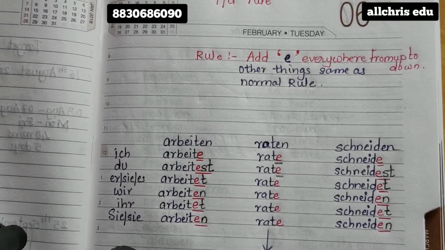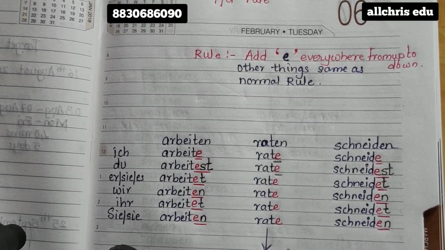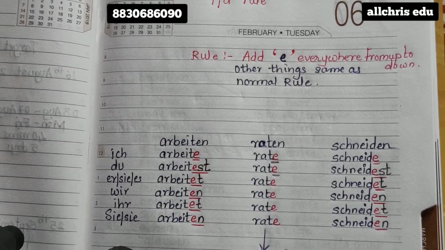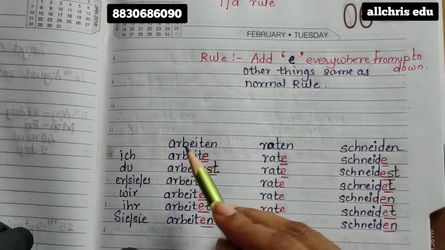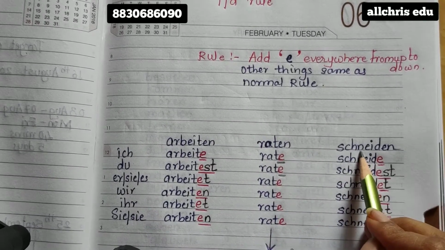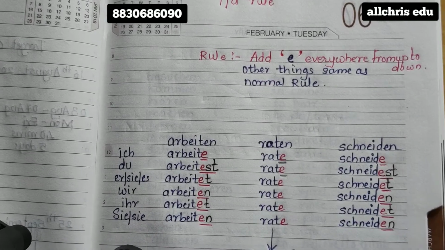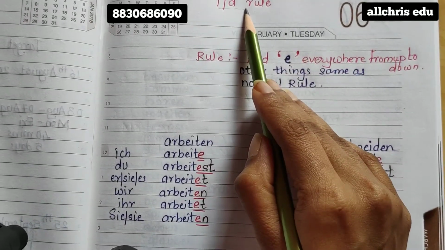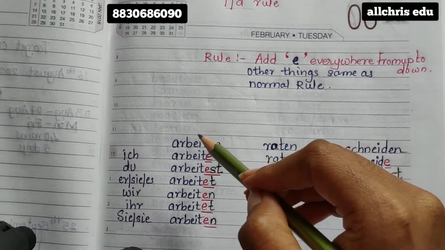First thing we need to know is when to apply this rule. When? So as you can see down, I have given you some examples: arbeiten, raten, schneiden. Yeah? So these are some of the verbs. When to apply the T/D rule? Now I will give you some rules for this.